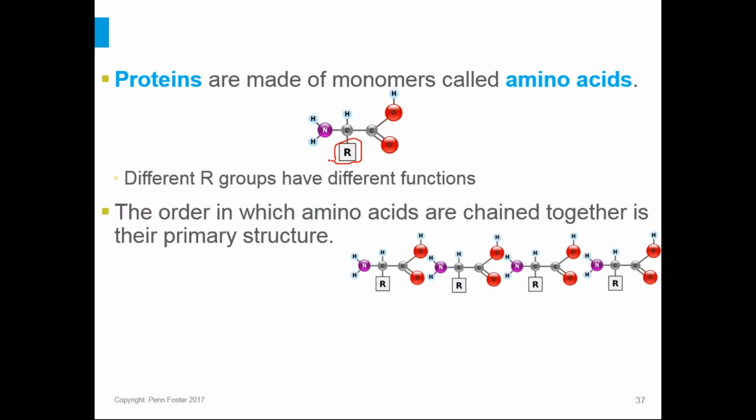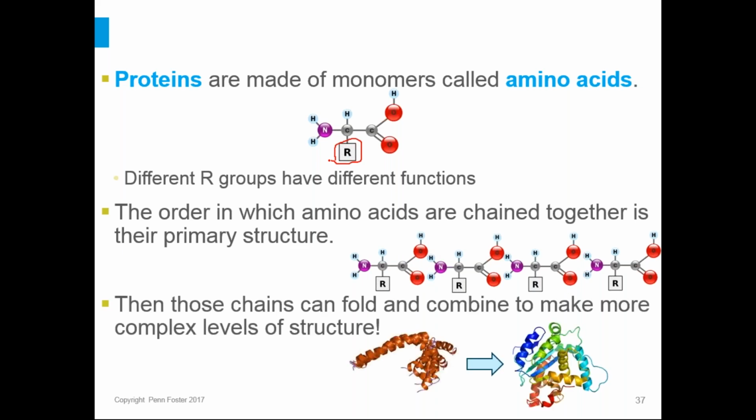The order in which the amino acids are chained together is the primary structure of the protein, but then those chains can fold and combine to make more complex levels of structure. So this one, for example, has a spiral shape, and then you could have ones with spirals or other shapes that can combine with other amino acids and make a really big, complex, complete protein.